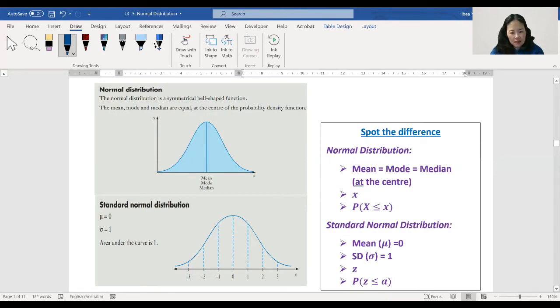And we use X, and the probability of big X being less than or equal to little x. But in the standard normal distribution, the mean, mu, is now 0, and it's not the same as the mode and median. The standard deviation, sigma, is 1, and we're using z now. And the expression of probability is now not big X anymore; we use Z less than or equal to the value a. So that's a little bit different.